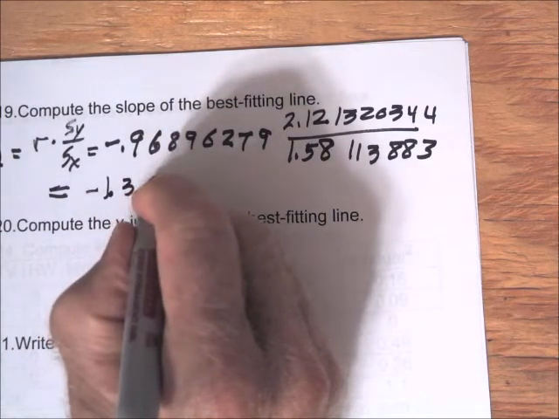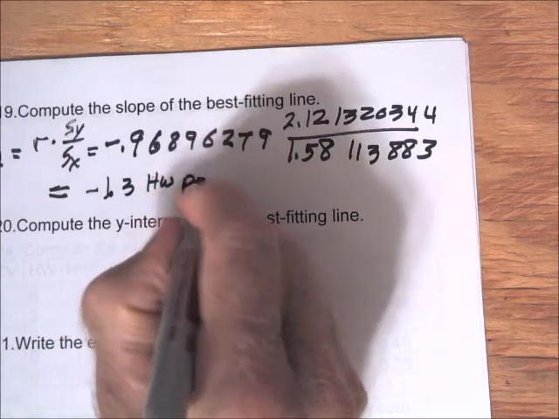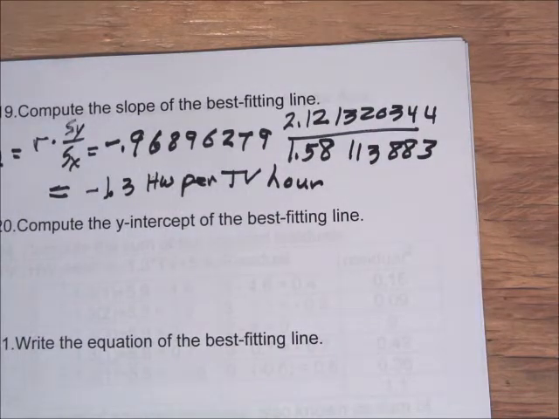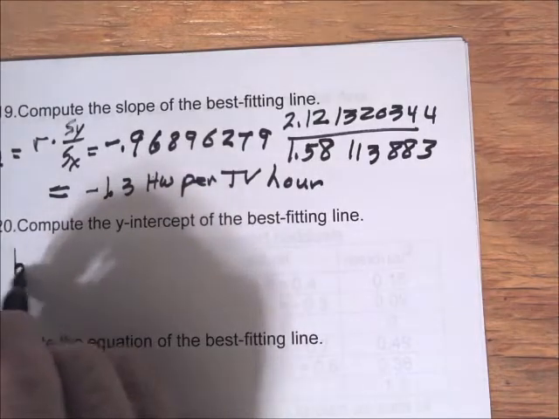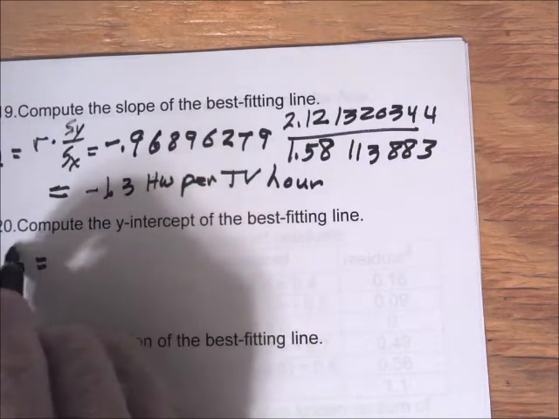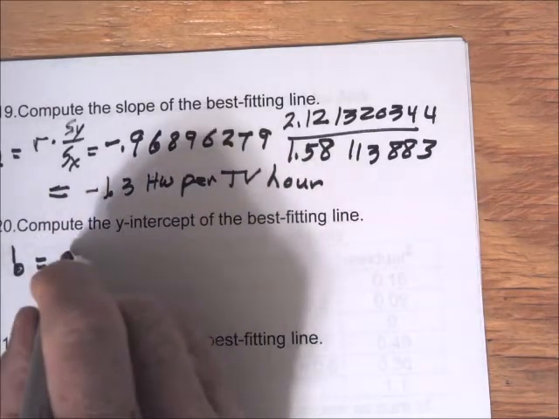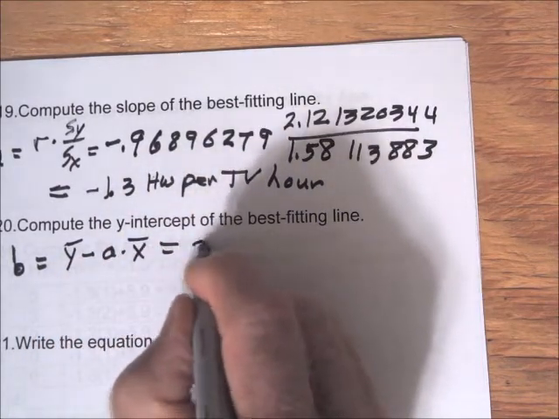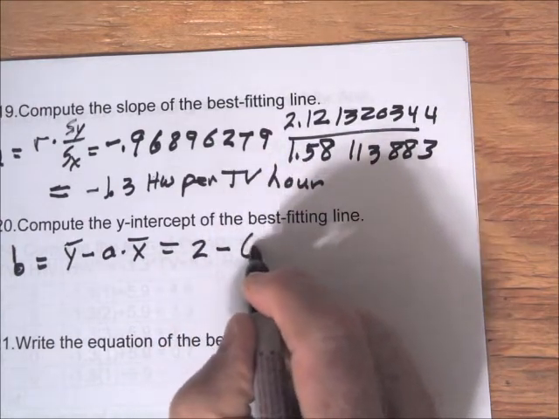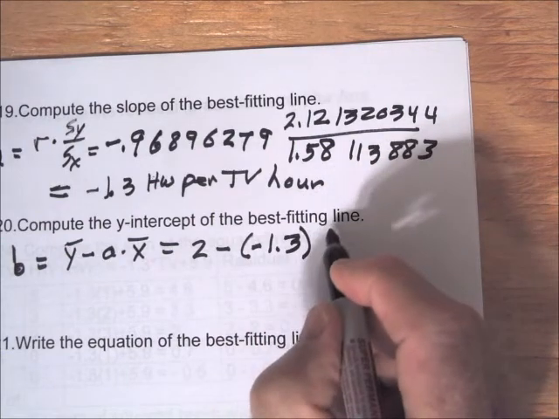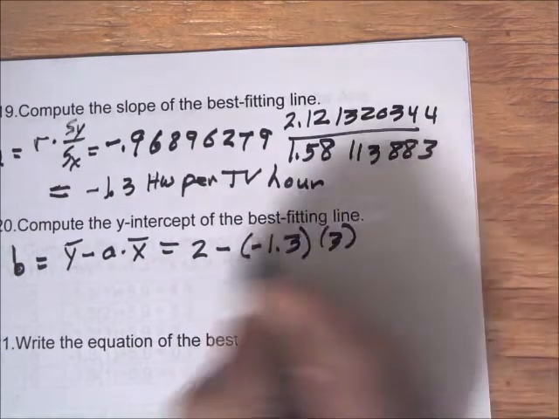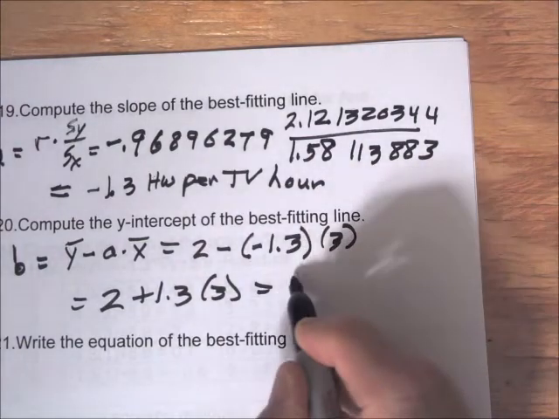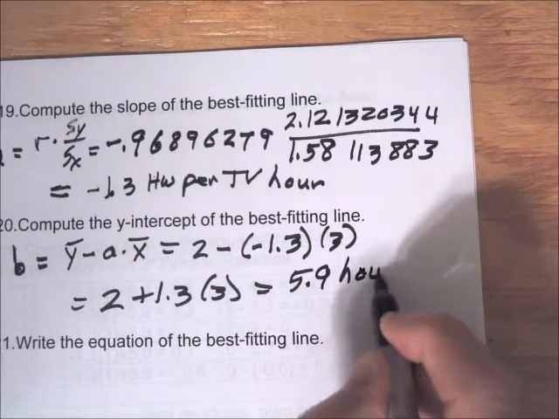That's homework hours per TV hour. Okay, negative 1.3. The y-intercept, our calculator uses the letter B. Mathematicians also like the letter B for the y-intercept. It's going to be y-bar minus a times x-bar. The mean for y was 2. The best slope is negative 1.3, so we'll have a double negative there. The mean for x was 3. A double negative is positive, so this is 2 plus 1.3 times 3, and that comes out to be 5.9 hours of homework. So that's the intercept.